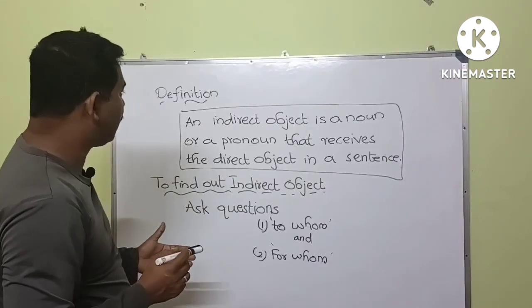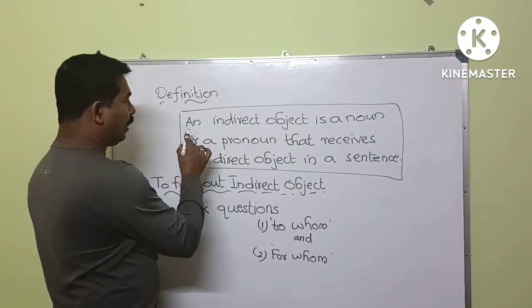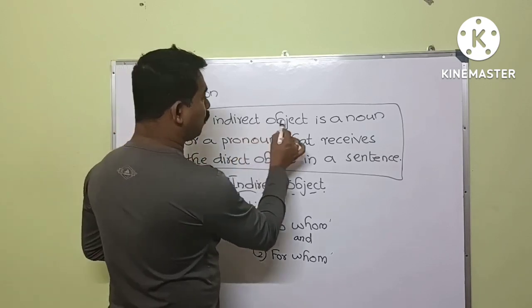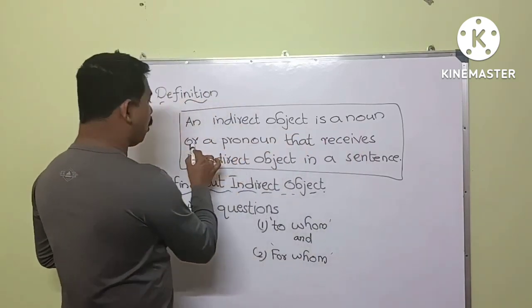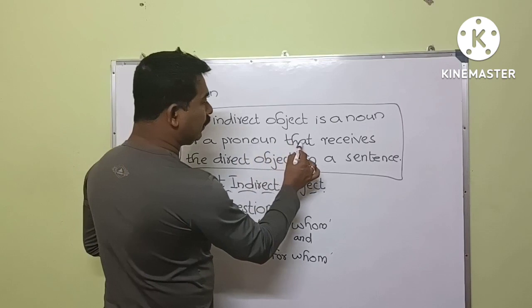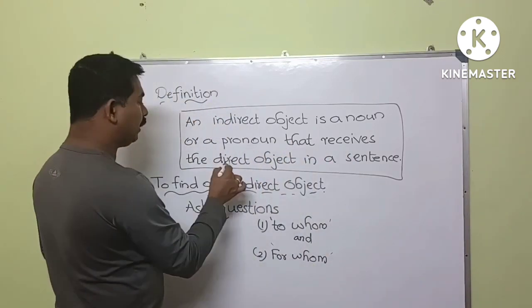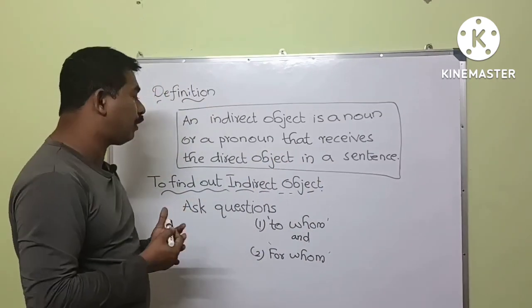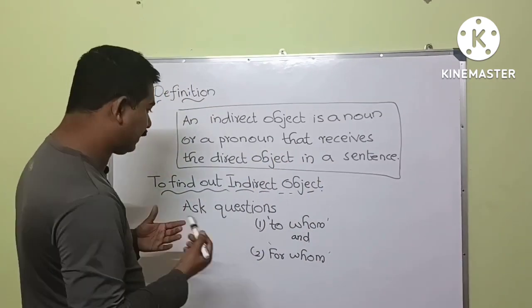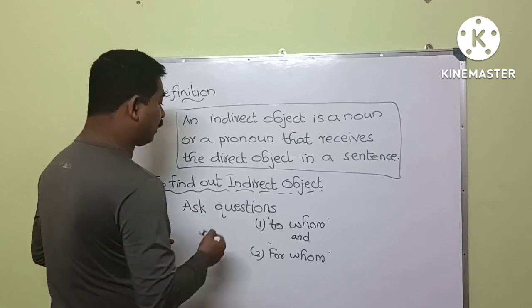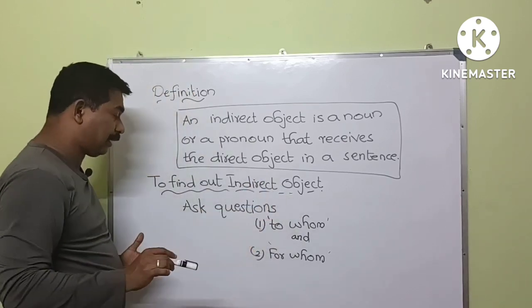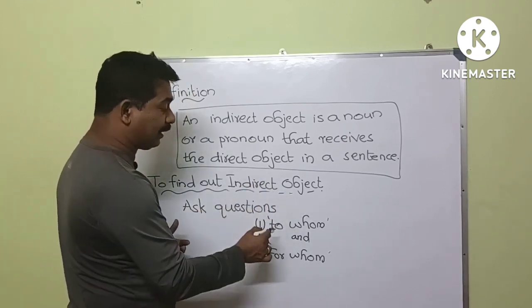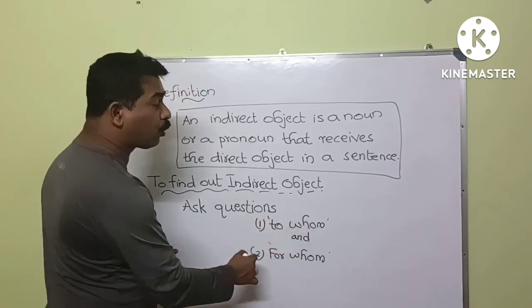Let's define what an indirect object is. An indirect object is a noun or a pronoun that receives the direct object in a sentence. Then how can we find out the indirect object in a sentence? In order to get the indirect object in a sentence, we can ask 2 questions, to whom and for whom to the verb.